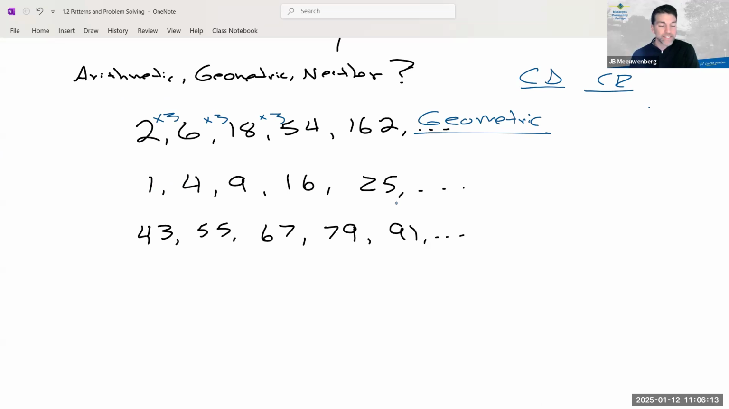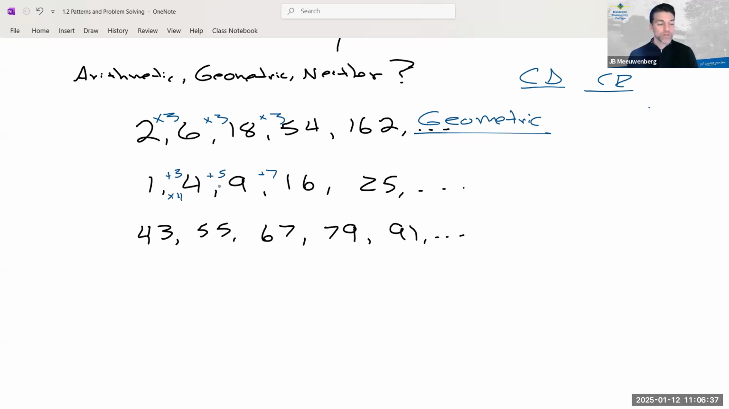1, 4, 9, 16, 25. Did you find out what the pattern was? Well, were we adding something? Was there a common difference? Well, this is plus 3. This is plus 5. This is plus 7. That's not the same. Were we multiplying by something? 1 times 4, well, that's times 4. 4 times, oh, that doesn't get us 9, does it?